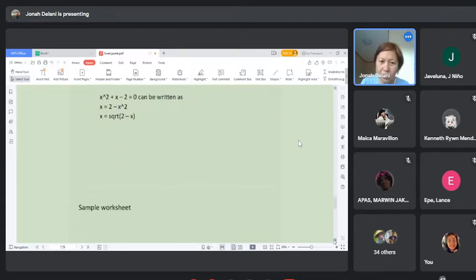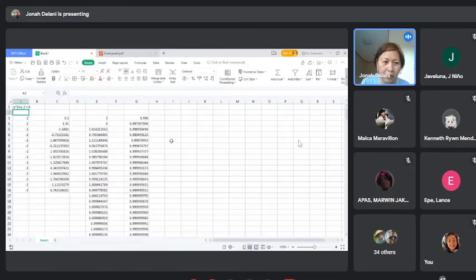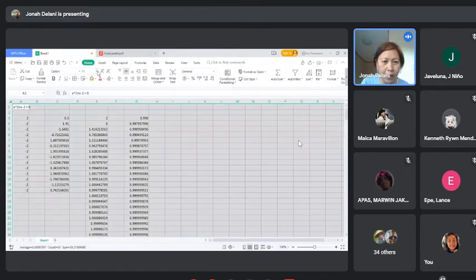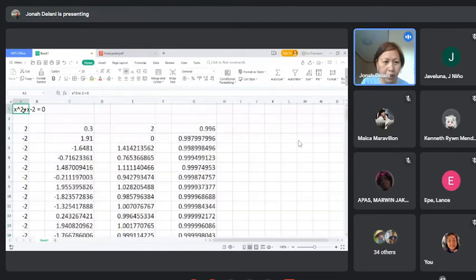Let us try a nice sample worksheet. Let us look at one worksheet. I use the first example. I hope you have the worksheet. So let's say, for example, the second example, x squared plus x minus 2. What is the root of this? Of course, we will know the root for sure. If we substitute that value, it becomes 0.